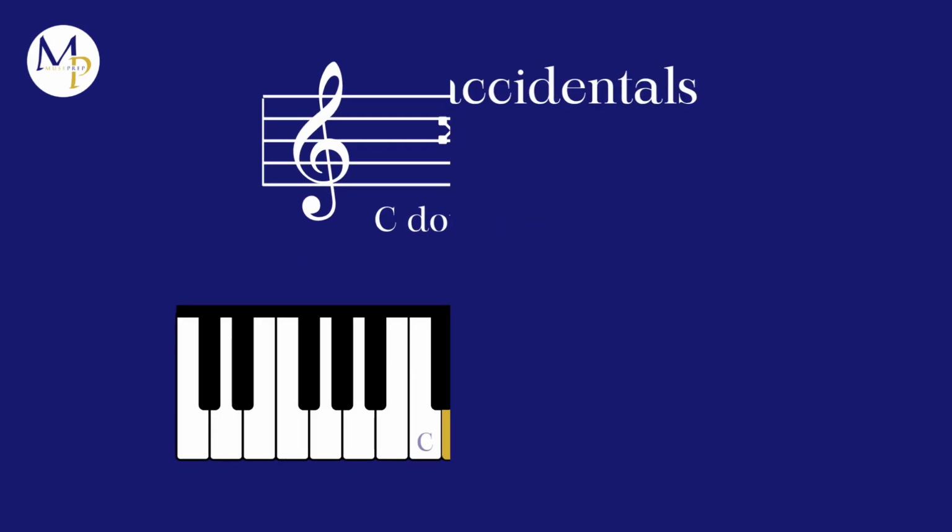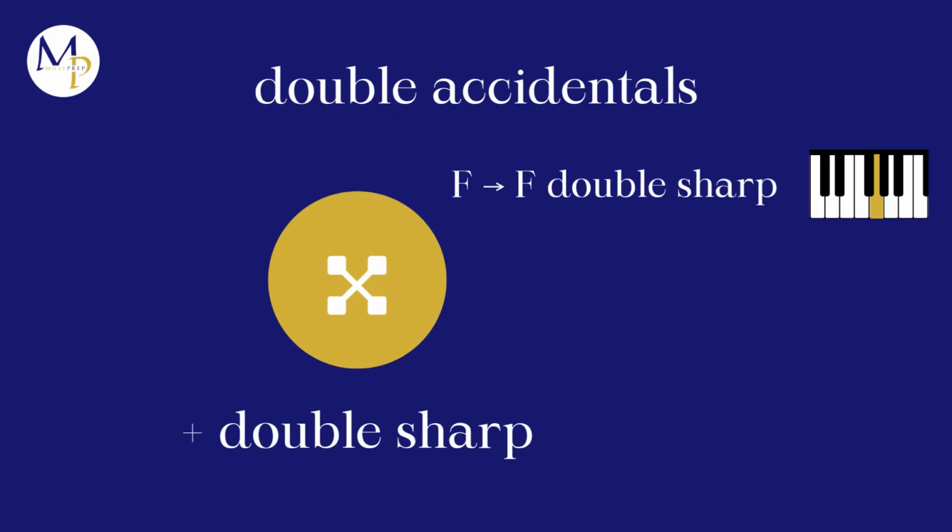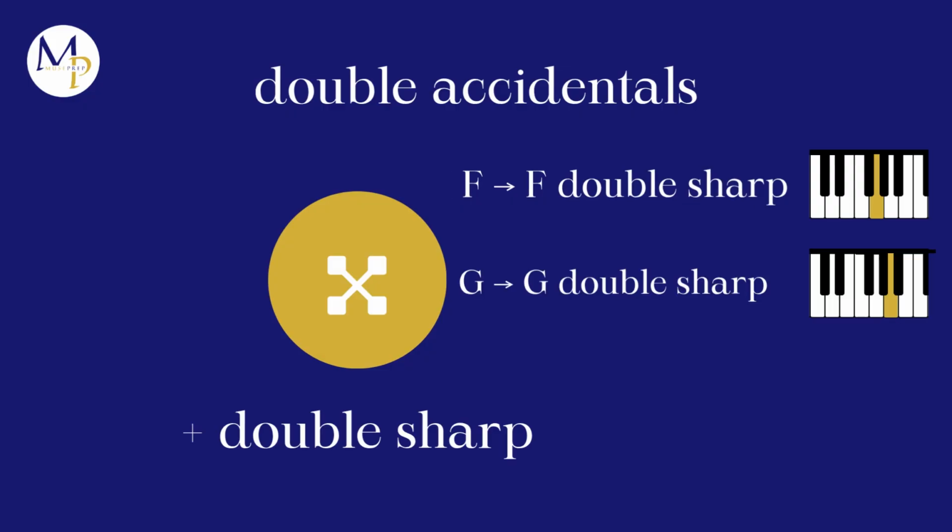The naming is very simple. You just add the word double sharp to the note name. So F becomes F double sharp, G becomes G double sharp, and so on.